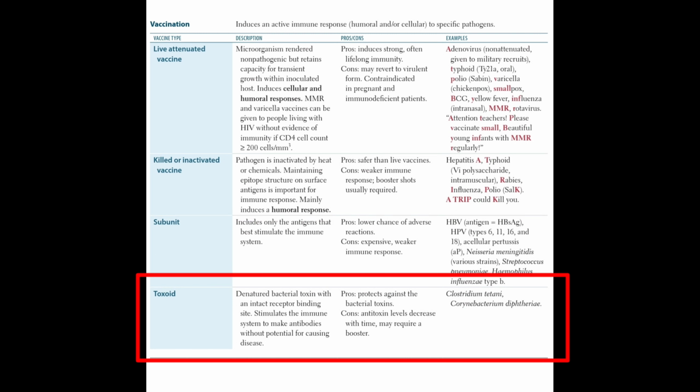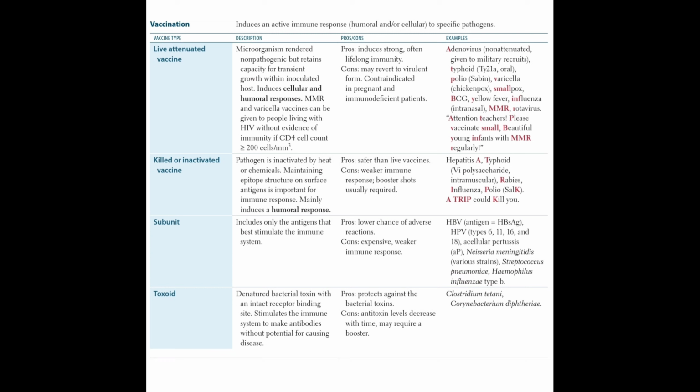Going towards the toxoid vaccine, toxoid vaccines are denatured bacterial toxins with an intact receptor binding site. So it stimulates the immune system to make antibodies without the potential for causing disease. The pro of the toxoid vaccine is that it protects against the bacterial toxin, whereas the con is that antitoxin levels decrease with time and it may require boosters over time. It specifically works against Clostridium tetani and Corynebacterium diphtheriae.